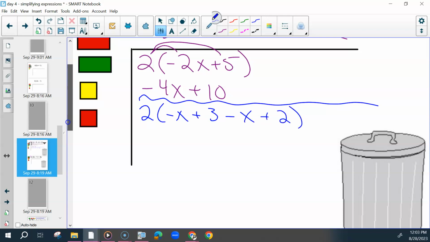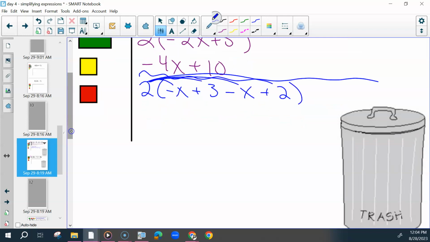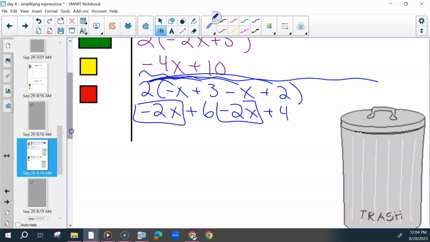And now let's say we forgot about our order of operations and we saw parentheses and immediately wanted to distribute. Let's do it. So we're going to distribute to every single thing. So you have negative 2x plus 6, negative 2x plus 4. And then, just like we were doing before, we would have to now combine like terms and we would get negative 4x plus 10.